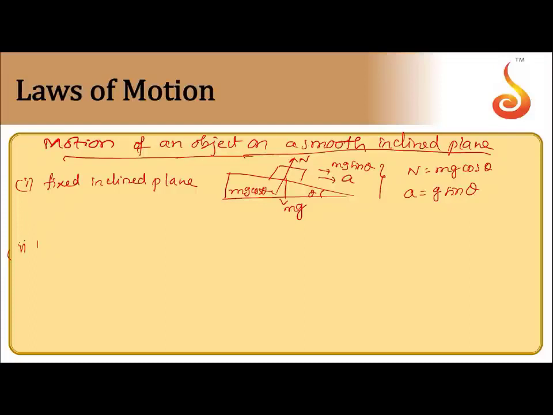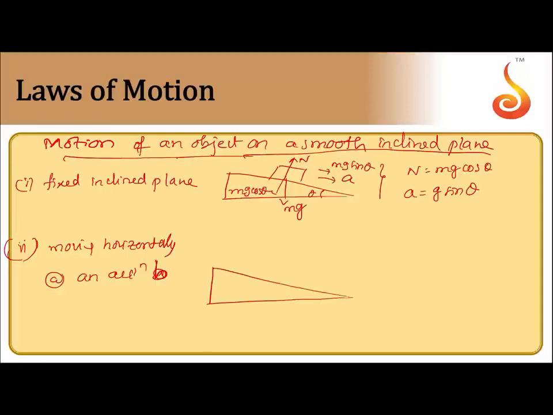Now let me consider one more case. This time let's assume that the inclined plane is moving horizontally at an acceleration a, or say I'll take this b to make things easy. So observe that this is accelerating at an acceleration b, and again the same block, same setup, theta, N, right? Your mg is vertically down, and this is accelerating down at an acceleration a. Remember, this is accelerating at b towards right.